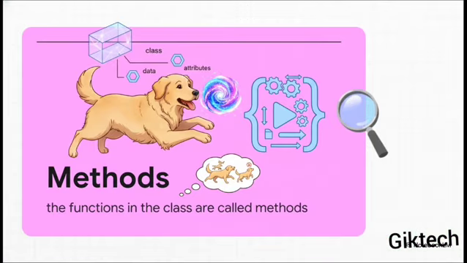Okay, so we've got the data covered with attributes. But what can our dogs actually do? Well, that's where methods come in. A method is really just a fancy name for a function that's defined inside of a class. They represent all the behaviors or actions an object is capable of.